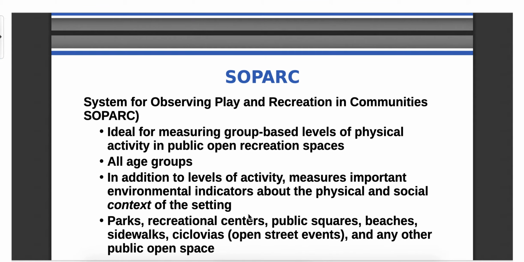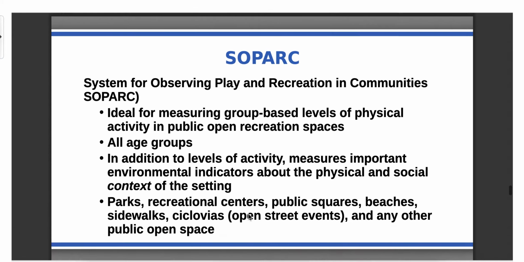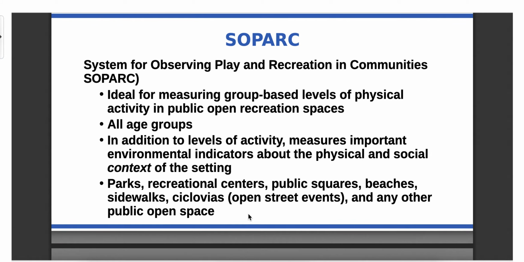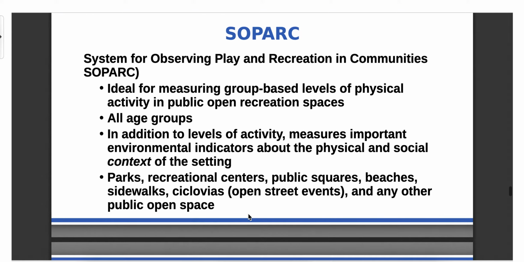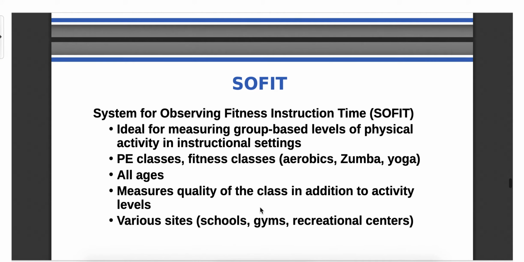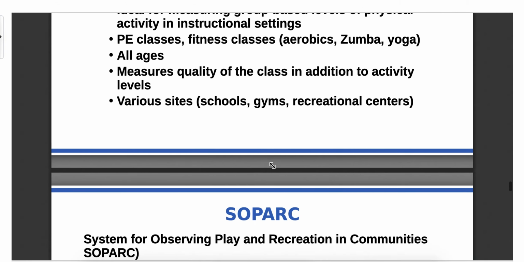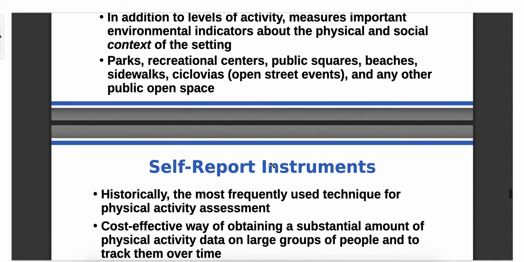So a lot of different ways that this can happen. Can be parks, recreation centers, public squares, beaches. And again, you're looking at what people are doing and the intensity and how much. So more of an open system where people can be doing various things. And the SOFIT system is more everyone's kind of doing the same general things, and they have their own guidelines to direct you to get the information you're wanting.